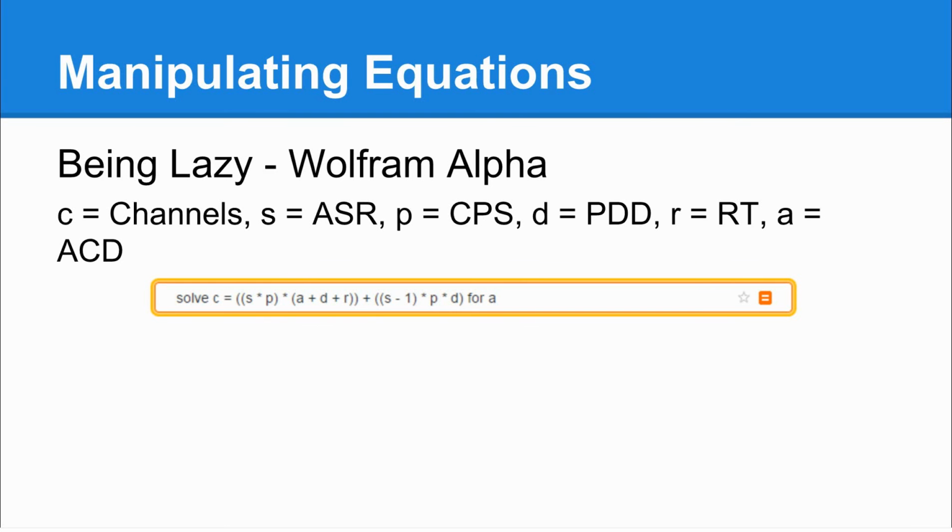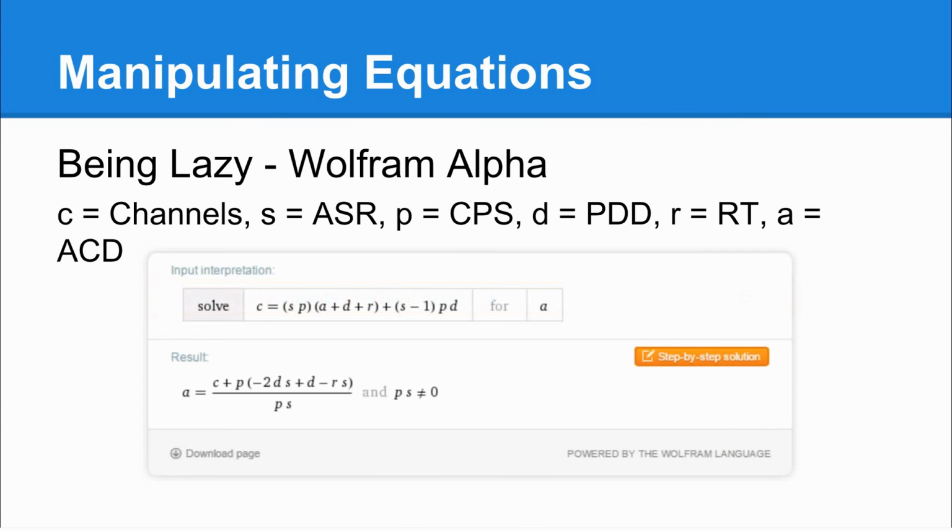Then we'll put our equation for solving channels into Wolfram Alpha with the word solve written in front of it, and we want to solve this for A. So A is our ACD. Wolfram Alpha calculates the equation, putting it in terms of A, and now we can see that we've been presented with a new equation.